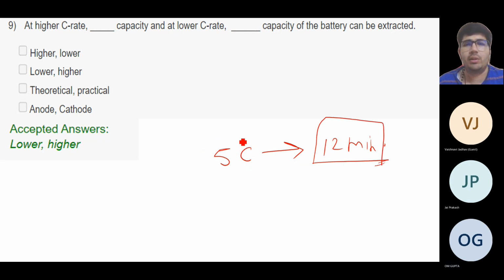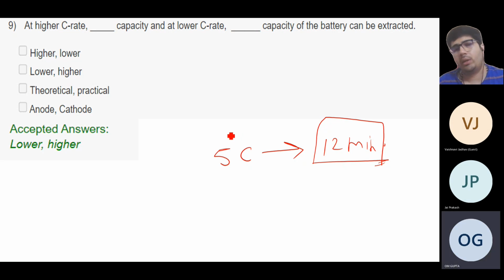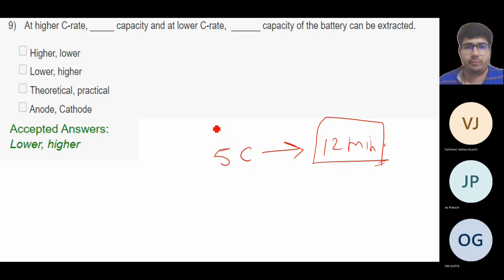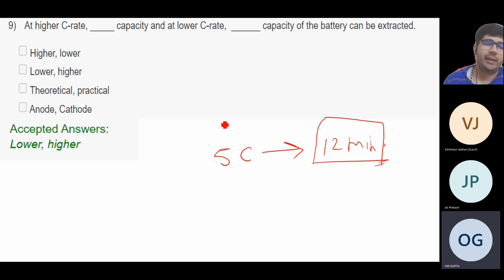Suppose discharge. So you are withdrawing the current at a very high speed, and you are also putting the current in at very high speed. Whenever you do this, more charge will flow in less time. More charge flowing means heat will be generated. So some of the energy will be dissipated in the form of heat.